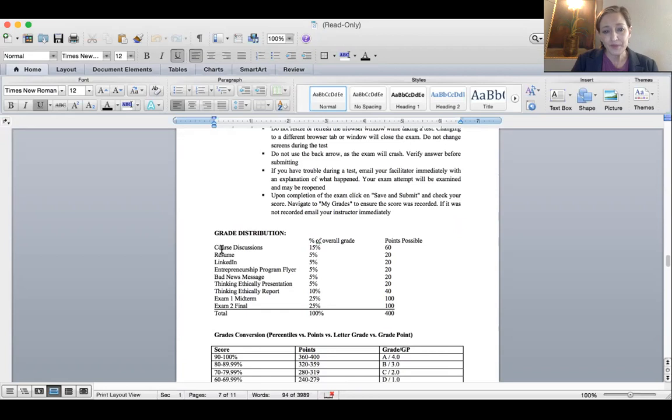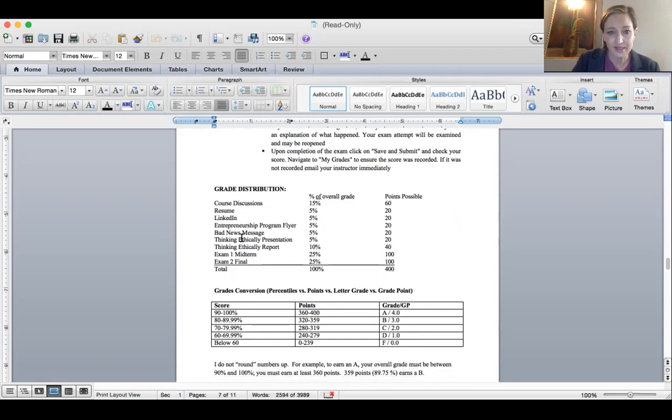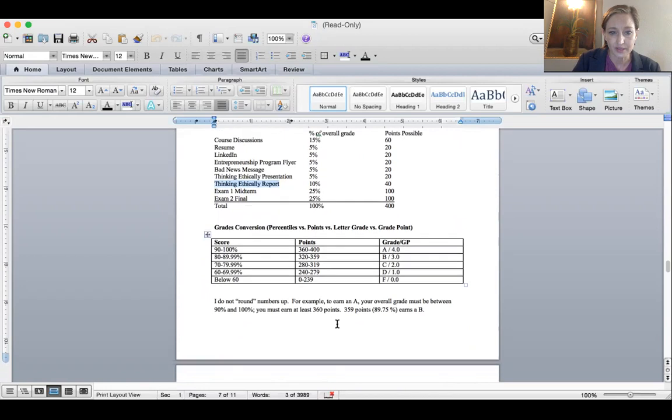So for example, course discussions, these module discussion posts, there's 8 of them. They're worth 7.5 potential points per post, for a total of 60 potential points possible, or 15% of your grade. And then the rest are assignments: a presentation based on a thinking ethically case study of an ethical dilemma, also a written report on that same case study, a midterm and a final, which are non-cumulative, and you do those online.